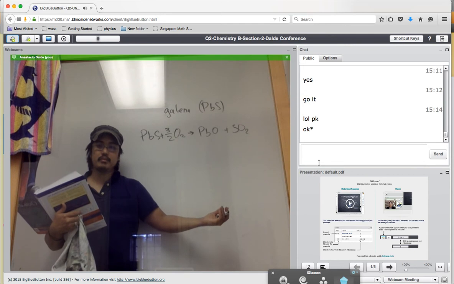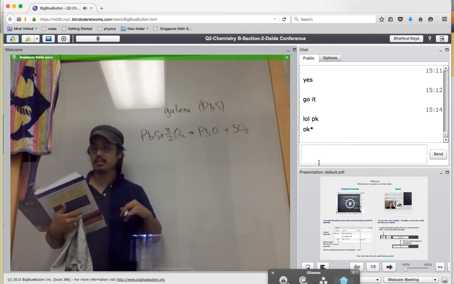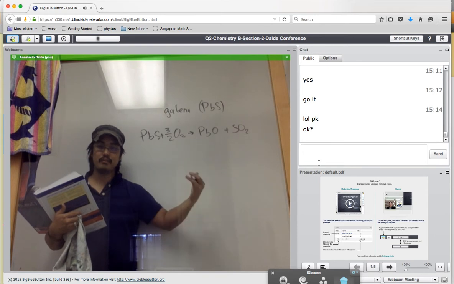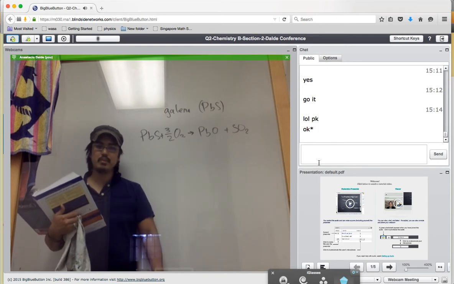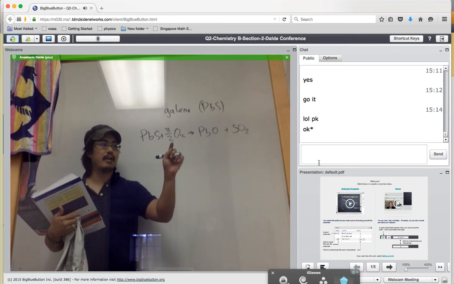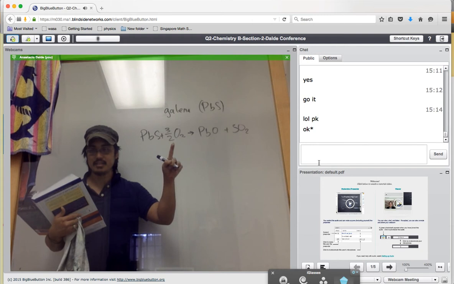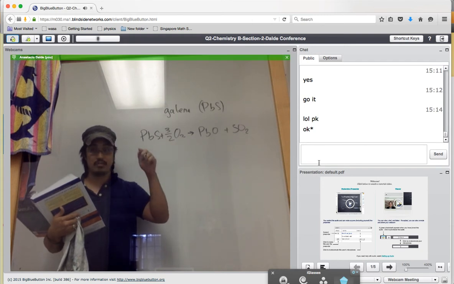Okay. That would be 3 oxygens. Okay. Because I have 3 halves of O2. Does that make sense? But there's no such thing as a half or a fraction coefficient in balancing equations. So what I'm going to do is multiply everything by 2.